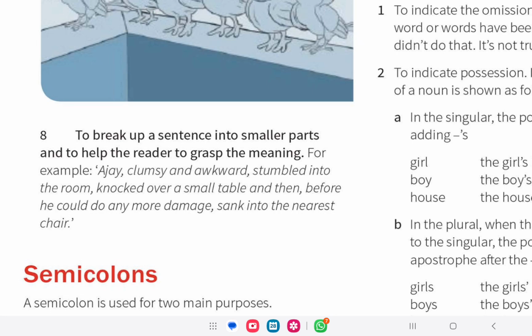If we just read it like this: Ajay clumsy and awkward stumbled into the room knocked over a small table and then before he could do any damage sank into the nearest chair. There's no use of comma there, so we cannot basically understand what the writer is trying to say. But when we put a comma after certain words, we make it understandable for the reader. Ajay, clumsy and awkward, means we are describing Ajay. Stumbled into the room, knocked over a small table, and then, before he could do any more damage, sank into the nearest chair. That's all.